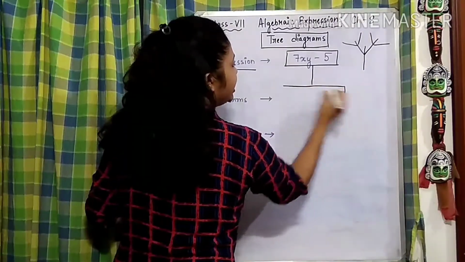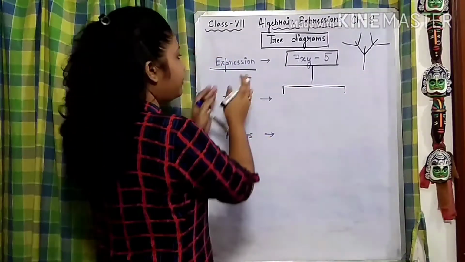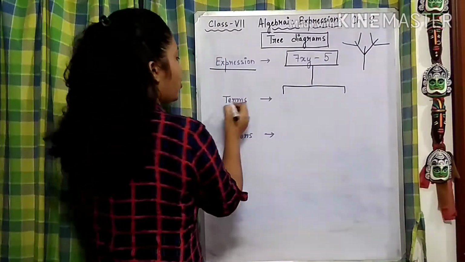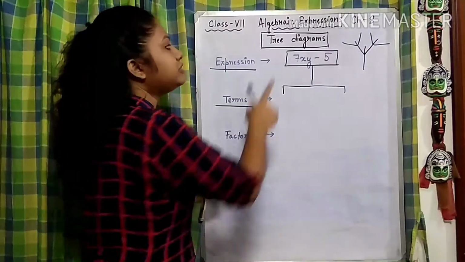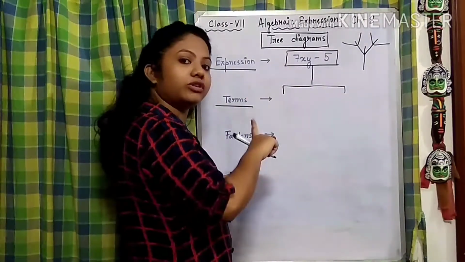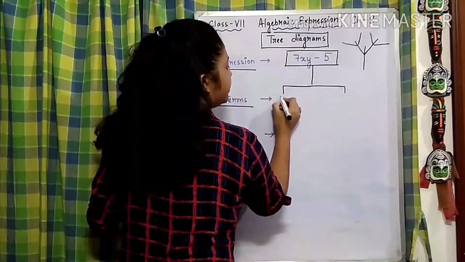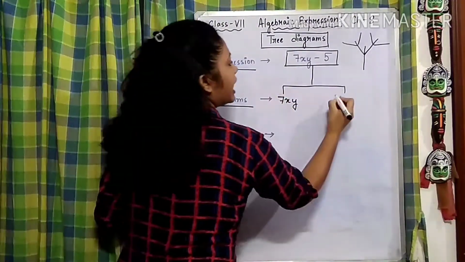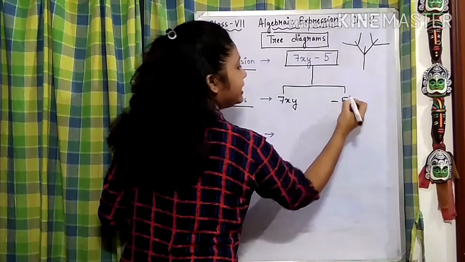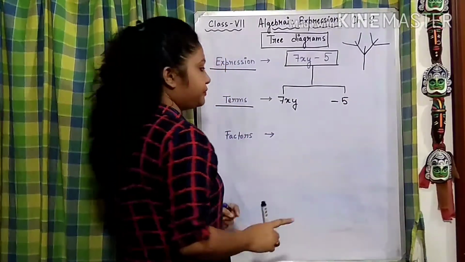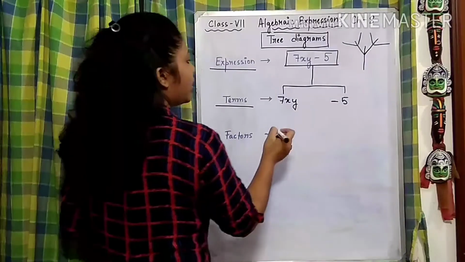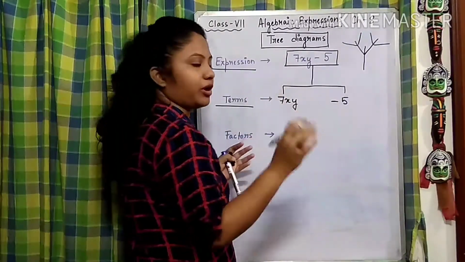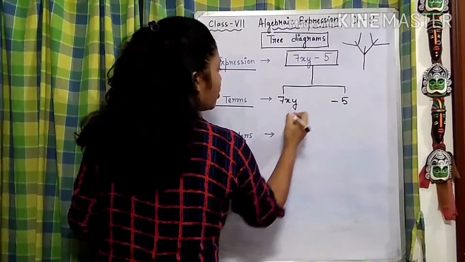From there we are going to find two terms. When we are simplifying or breaking down an expression, we are going to find the terms. So what are the terms here? We have already known in our previous classes: 7xy is one term, and minus 5 is another term, right? From there we are going to further simplify, or spread the branches further.